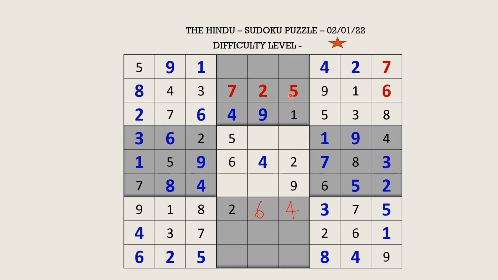There is a 5 here and a 5 here which blocks these two cells, and there is a 5 here which blocks here. So this is 5. There is a 9 here and a 9 here. So this 9 blocks here, this 9 blocks here. So this is 9 and the missing number here is 8.